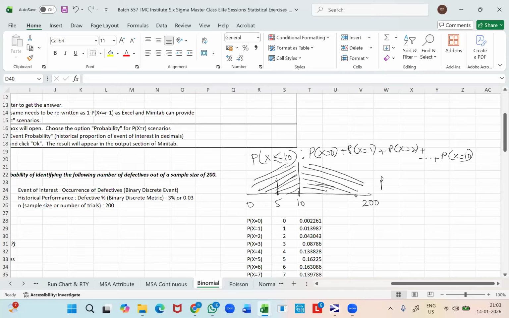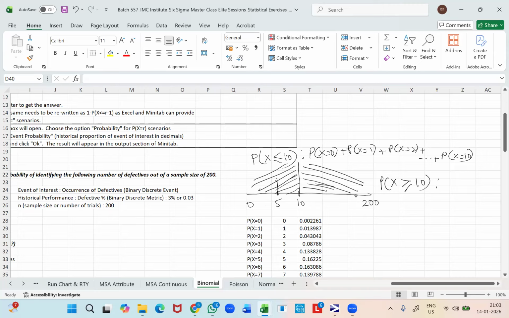P of X. What is the symbol I need to put if I want to find the right-hand side area to 10? Minimum 10 means it will not be less than 10, so it will be 10 and above. It cannot exceed 200 because 200 is the sample size. So is it greater than, or greater than or equal to? Very good. So P of X greater than or equal to 10 is what we need to find out for the third scenario.